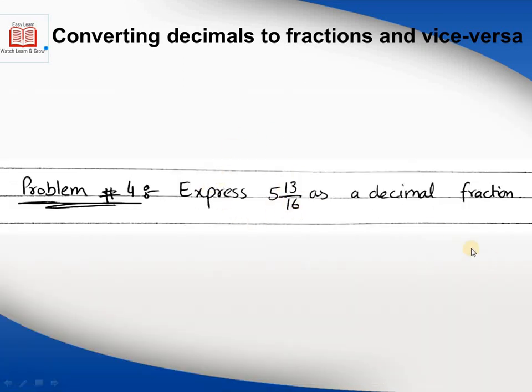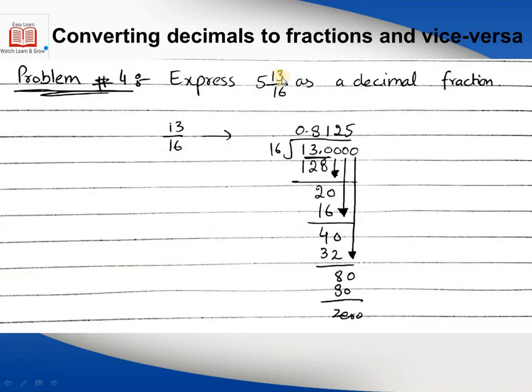Express this mixed number as a decimal fraction. This mixed number is not purely a fractional part, so we are going to separate the 5 from the 13 by 16. So 13 is the numerator, and the denominator is 16, and we are dividing. Because the denominator is greater than the numerator, we are going to use 0 point, a dot again.